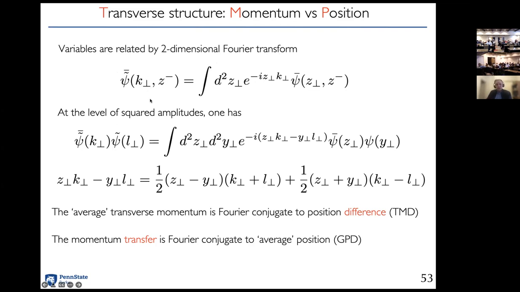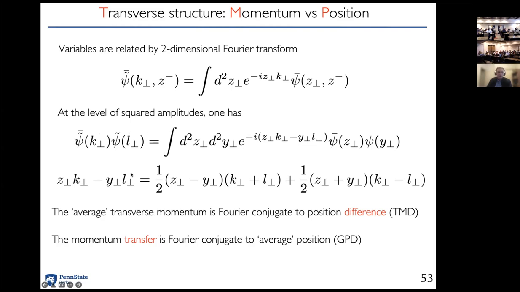Now in the bilocal matrix elements, we have two of them, quark and anti-quark momentum. And imagine that one we have with some transverse momentum k perp, the other with transverse momentum l perp. So now using this definition here, we can write our Fourier transforms with respect to two different transverse coordinates, z perp and y perp. And what's important is what is happening in this exponent here. It's minus i z perp k perp minus y perp l perp.